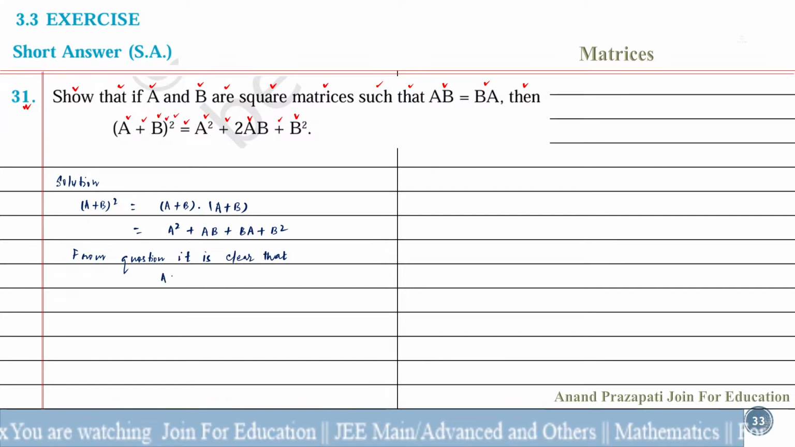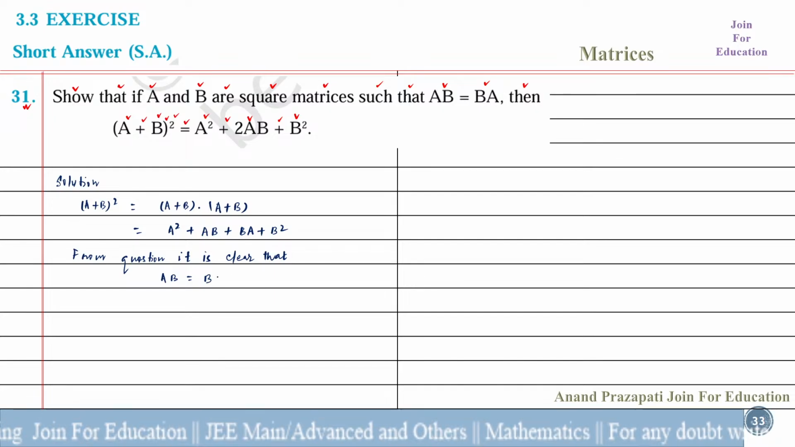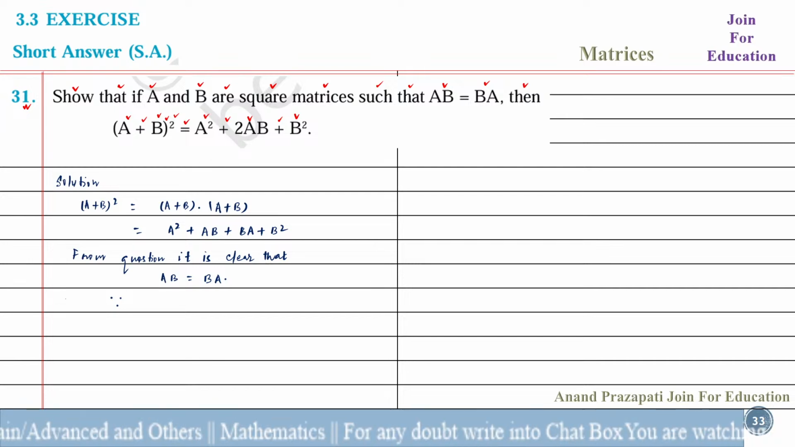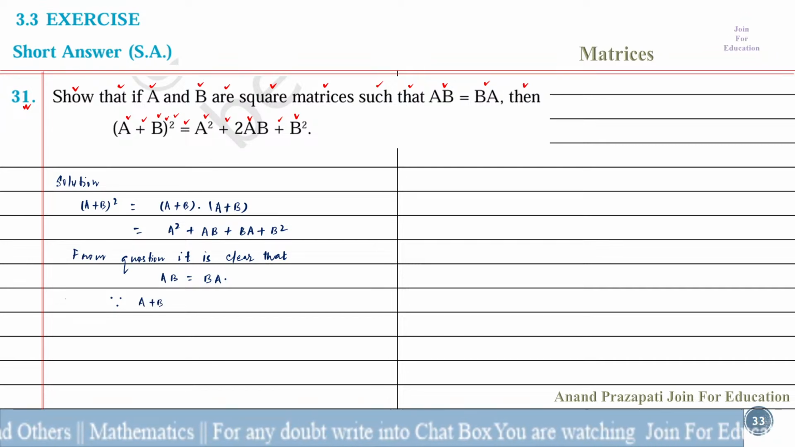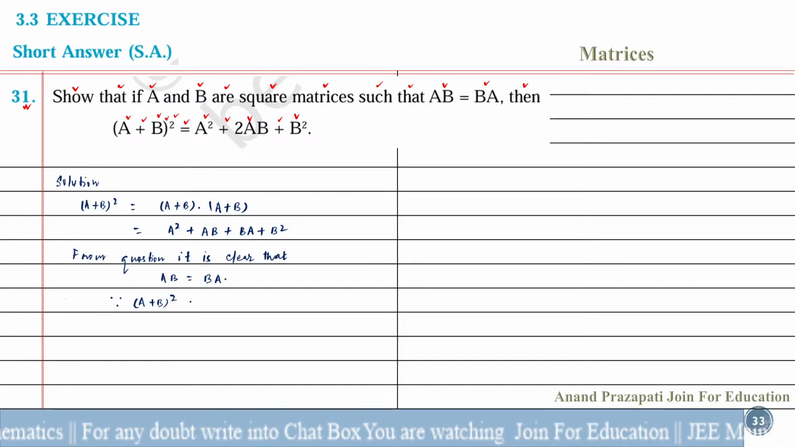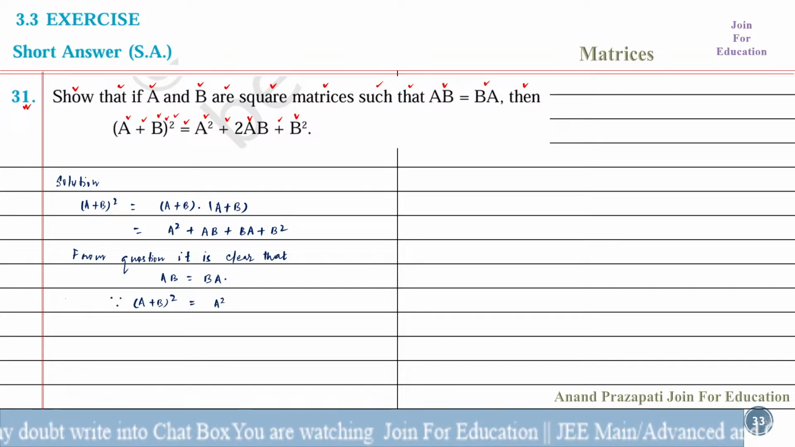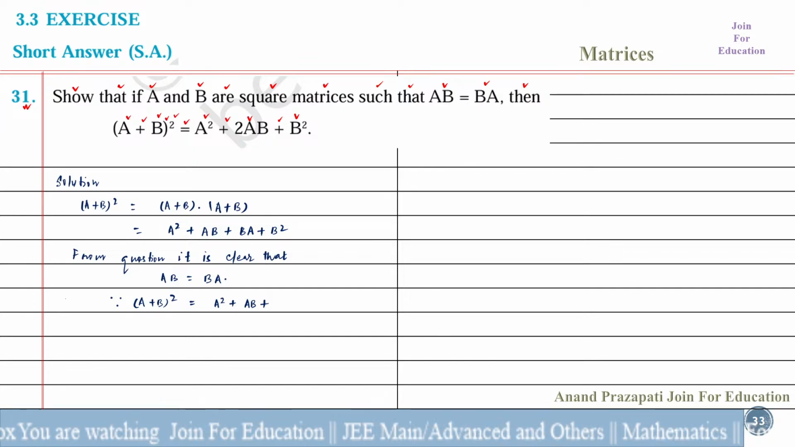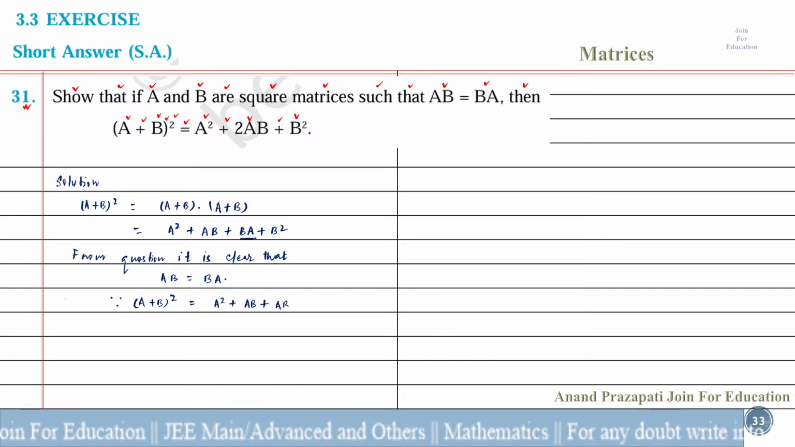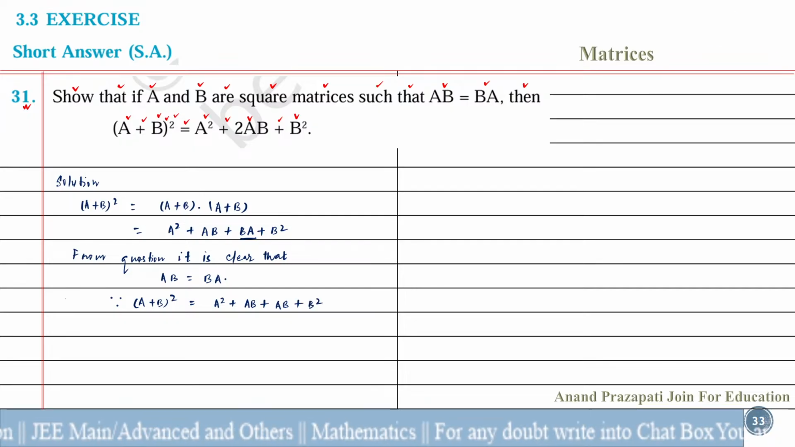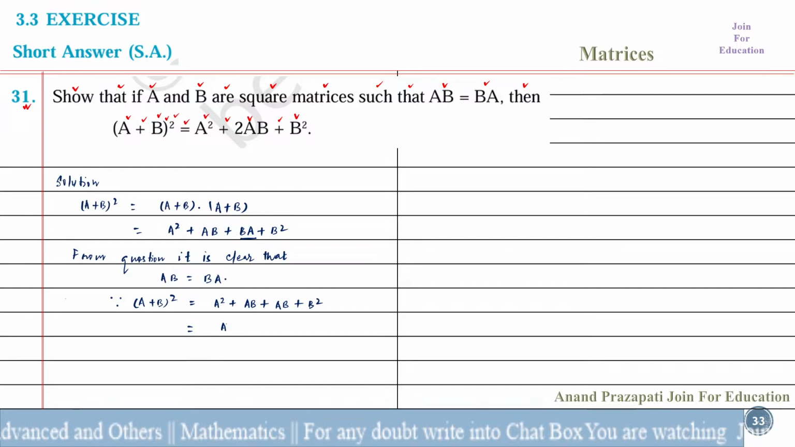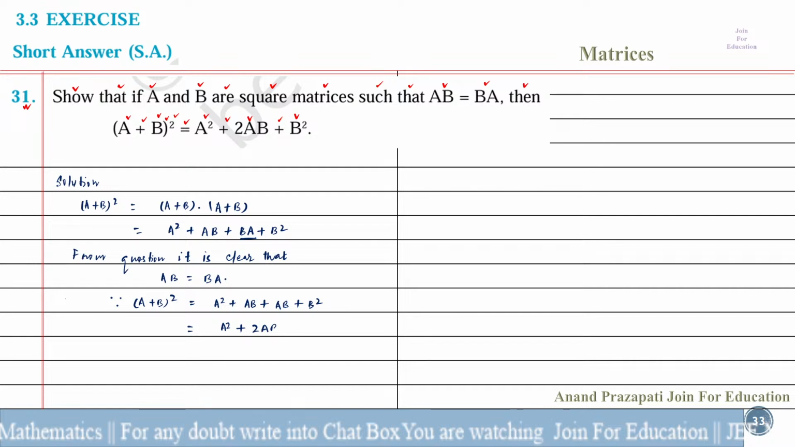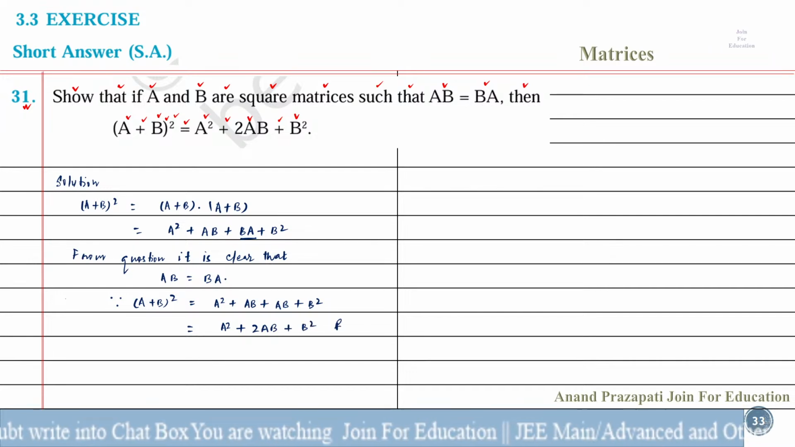From the question it is clear that AB equal to BA. Therefore, here (A plus B) whole square equal to A square plus AB plus, instead of BA, AB, plus B square, equal to A square plus 2AB plus B square. Proved.